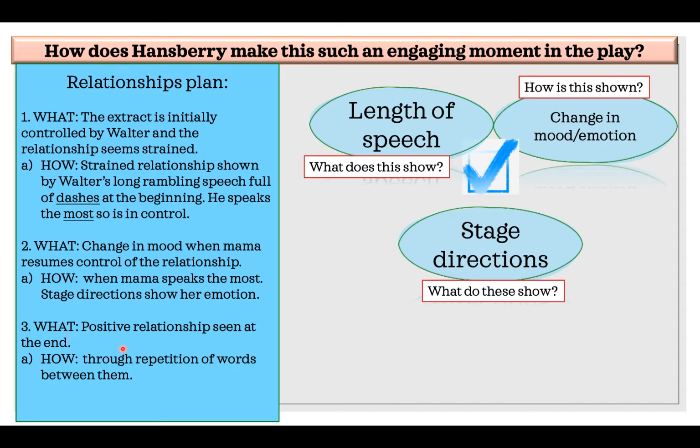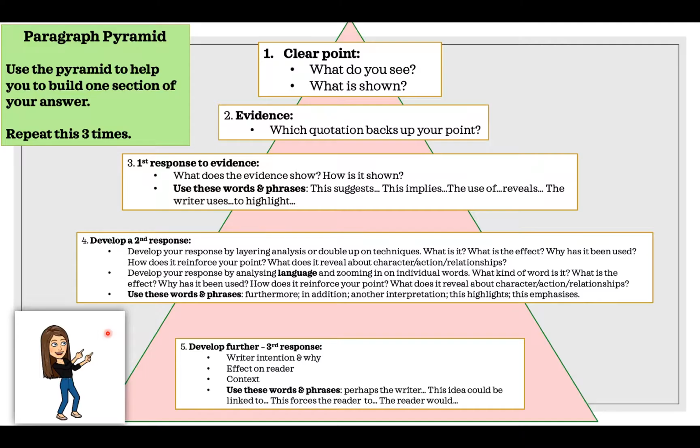And the last one, I want to talk about how I see that there is a positive relationship at the end. How do I know there is a positive relationship again? It's through the repetition of words between them. If you did look at the lesson for part 1, you would have seen that we commented on the fact that they repeat the word wrong between each other, but they also repeat the word trust. So I'm going to focus on this repetition of words as my method. Okay, so now we have a plan. All I really need to do is to write this up into paragraphs.